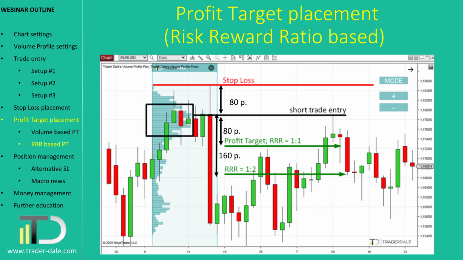It will probably be better visible on the picture. So again, the same picture as before. There is the strong volume area and strong resistance zone at the short trade entry. And imagine you placed your stop loss in the no volume area. Imagine it's 80 pips from your short trade entry. So if you want to trade with a risk-reward ratio of 1, then your take profit will also be 80 pips, the same as the stop loss. If your risk-reward ratio is 2, then the profit target will be 160 pips.